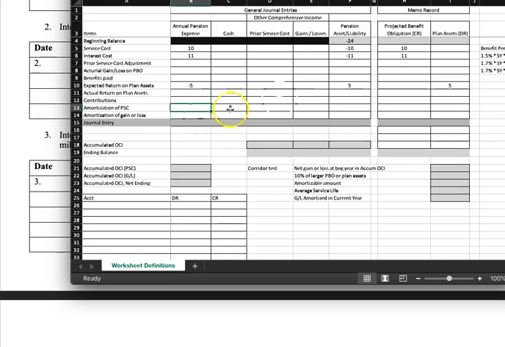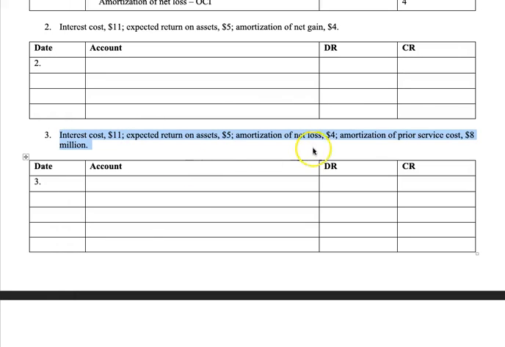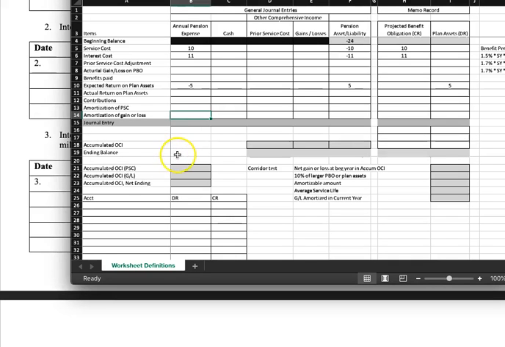And the last two are the amortization of PSC and the amortization of net gain or loss. So let's look at that. Amortization of net gain or loss was 4. Amortization of PSC is 8. PSC is prior service cost. It's an expense to us.